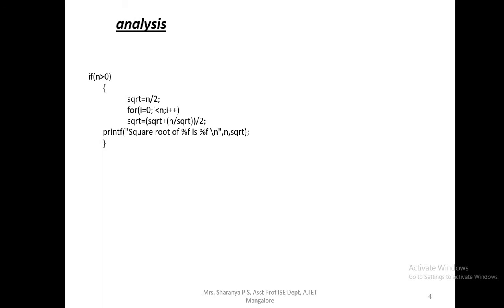And for is starting with I equal to 0 and I less than n, and with this formula it is finding the final square root. Now coming to this example, n is given by the user as 64, and it checks the condition if 64 is greater than 0. If this condition is true, then it divides sqrt, that is equal to n by 2, that is 64 divided by 2, which will yield the result as 32.